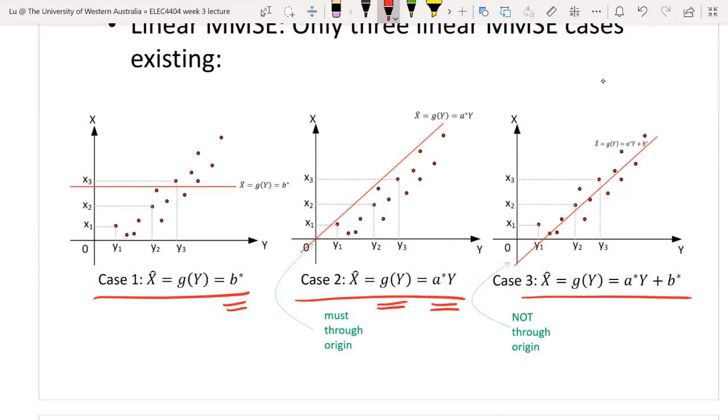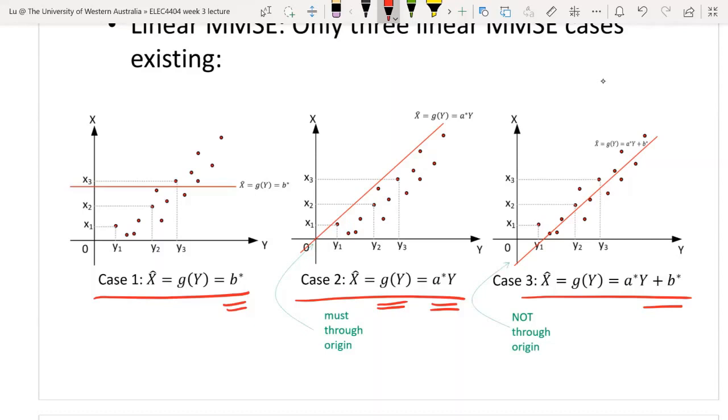And from the graph, you can see it's going up linearly. Of course, it can go down if a is negative. But compared between the second and third cases, we are adding a b value here. That means compared with the second graph, this linear segment will be shifted up or down by b. Only these 3 cases, nothing else. If we talk about the linear minimum mean square error estimator, there are only 3 cases to be considered.